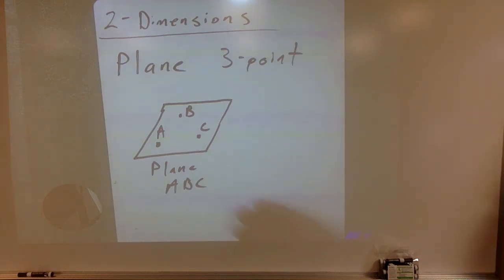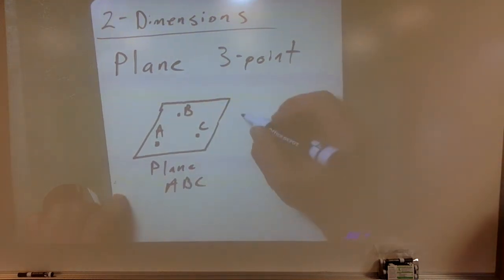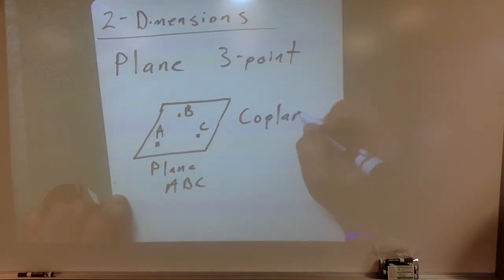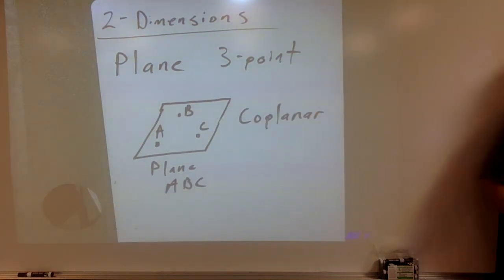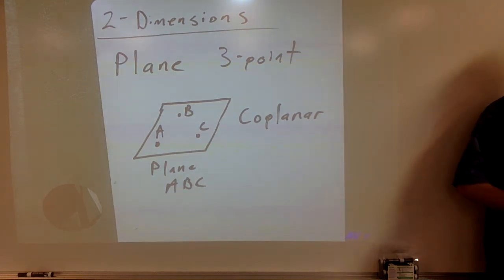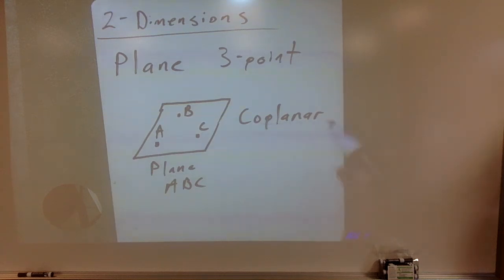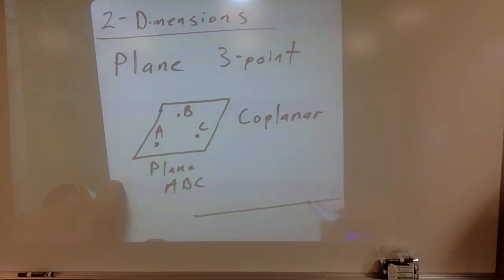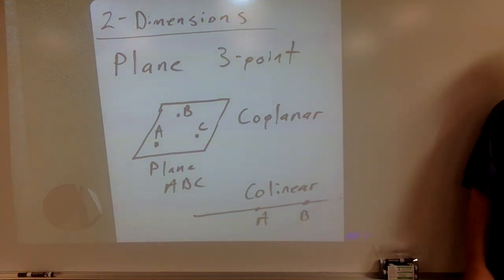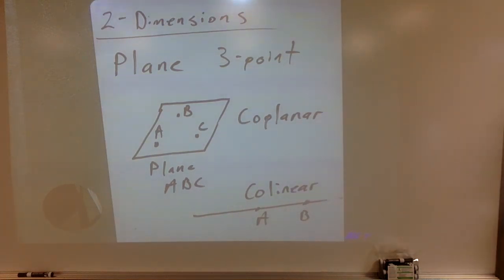And that's a plane. Now, these three points that are in the same plane are called coplanar. Co, like cooperate, it means to work together, to share. Co kind of means together. So these are coplanar. They're sharing the same plane. They're in the same plane. And you could also say that you have points that are in the same line, like say A and B. Those are called collinear. So any given three points are always coplanar. Any given two points are always collinear.